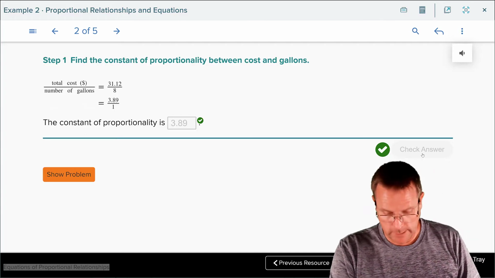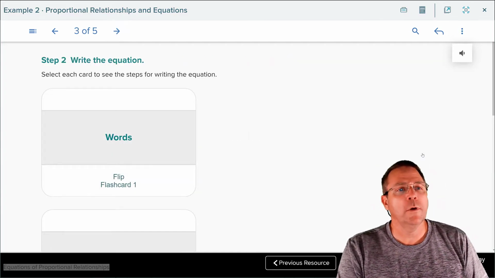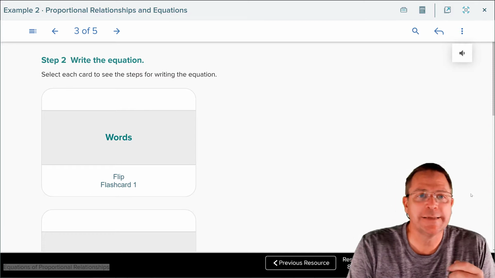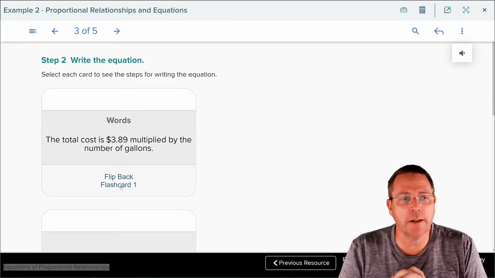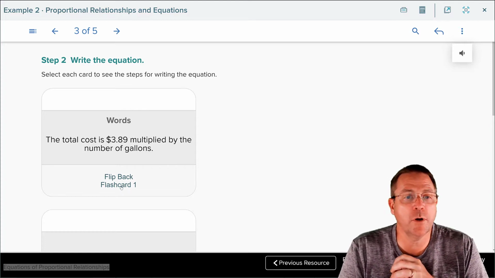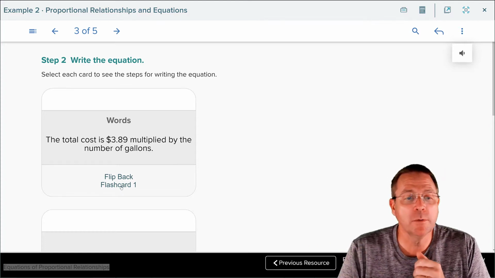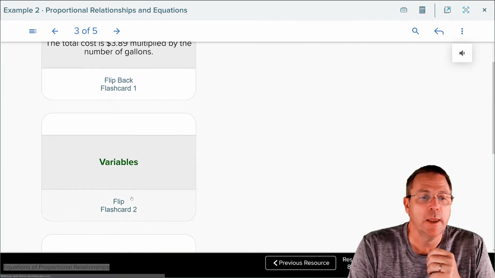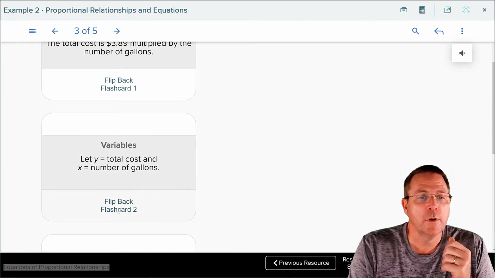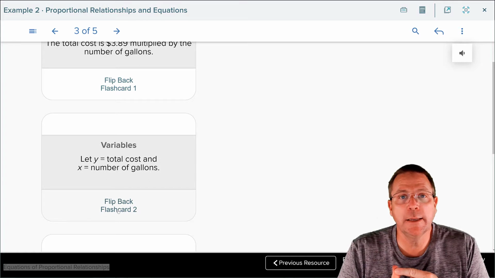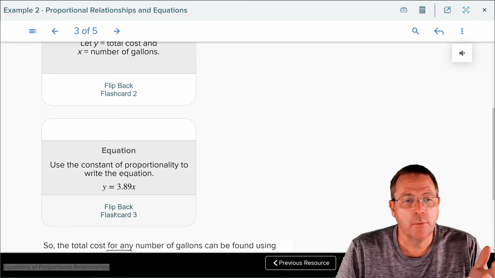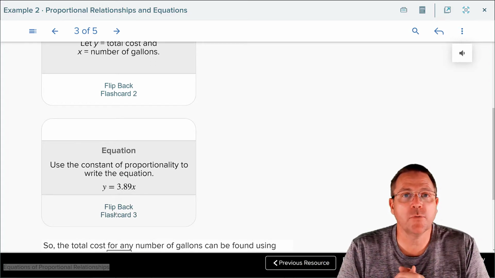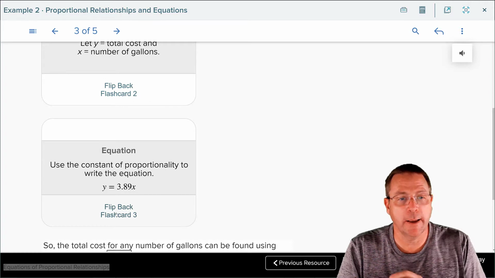That answer checked correctly. Now, we're going to select each card and see the steps for writing an equation. In words, our very first step: acknowledge the fact that the total cost was $3.89 multiplied by the number of gallons. Now, our variables: y is going to equal the cost and x is going to equal the number of gallons. And from there, the equation we're going to have is y is equal to 3.89 times x.